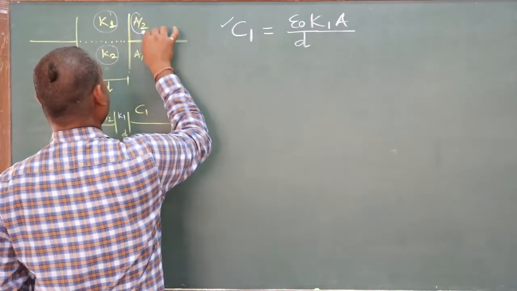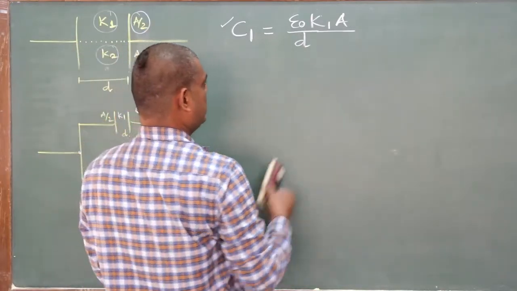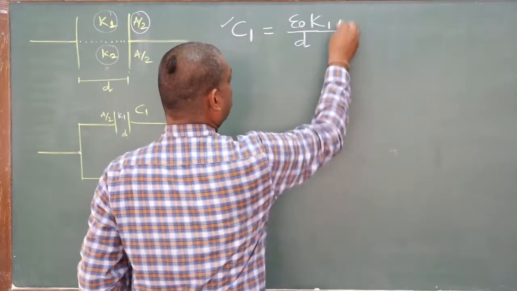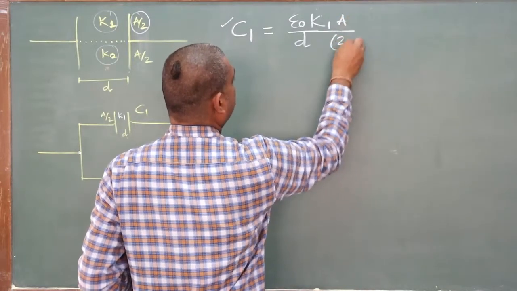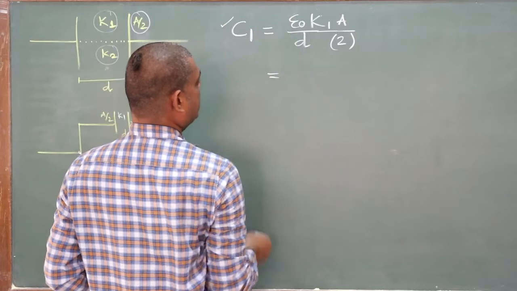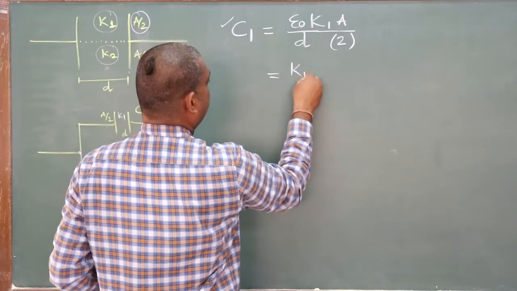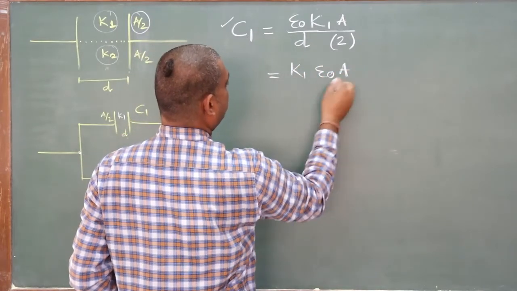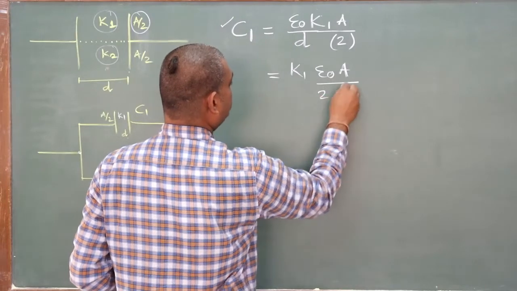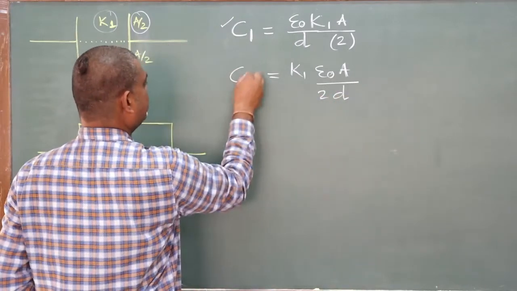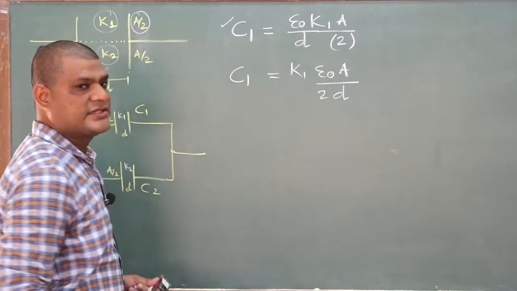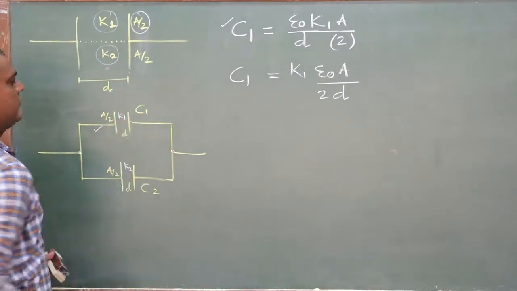Here the A will be replaced by A by 2. So replace this A by A by 2, correct? So the formula becomes K1 epsilon 0 A by 2D. This is the formula of capacitance of the first capacitor.